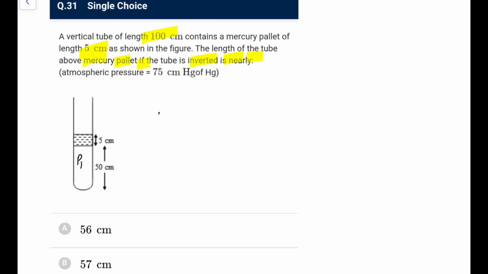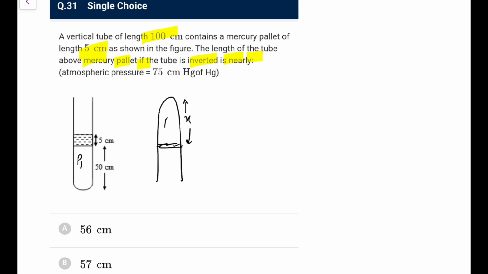Now when you invert it, this length changes. Instead of 50, let it change to x. Whether it is compressed or expanded, whatever it is going to be.